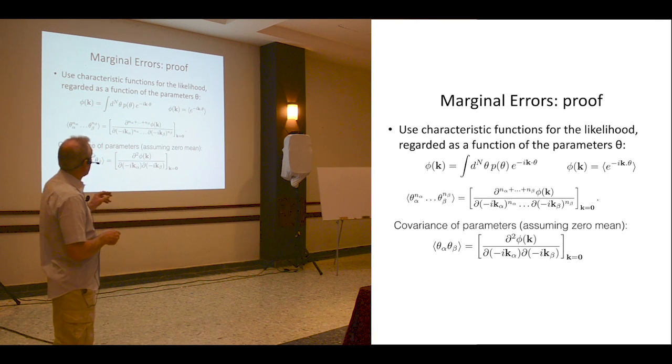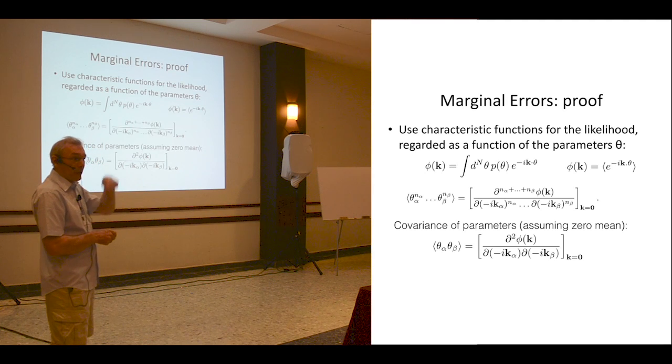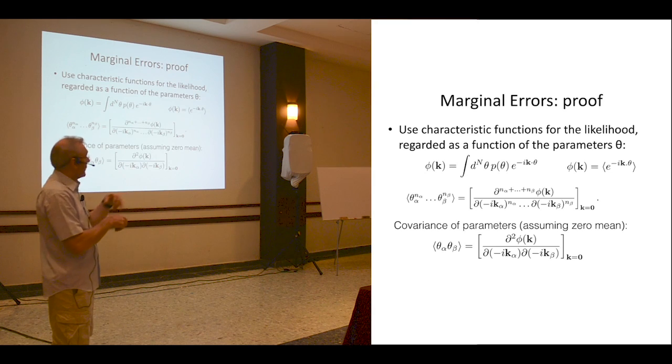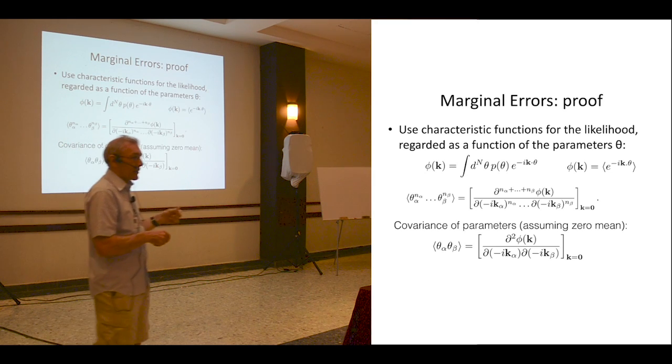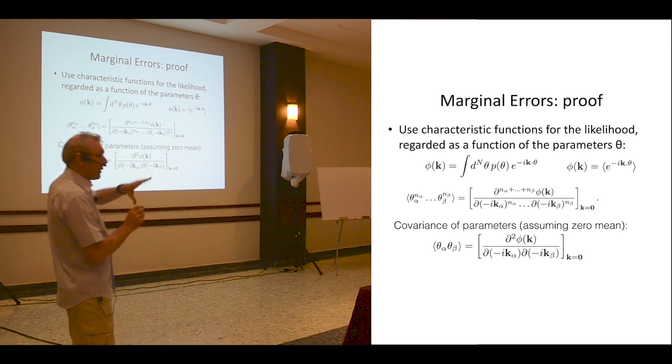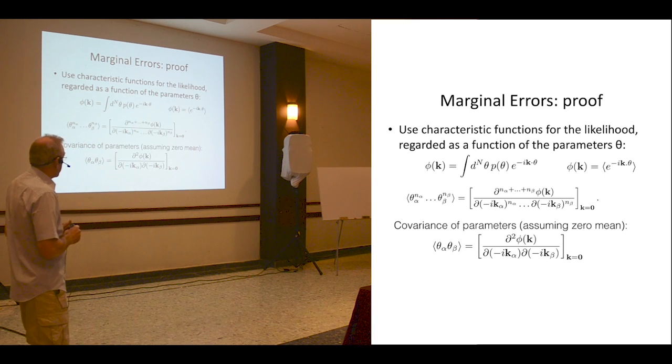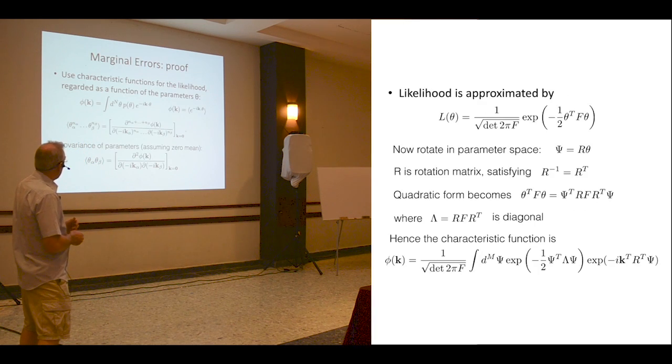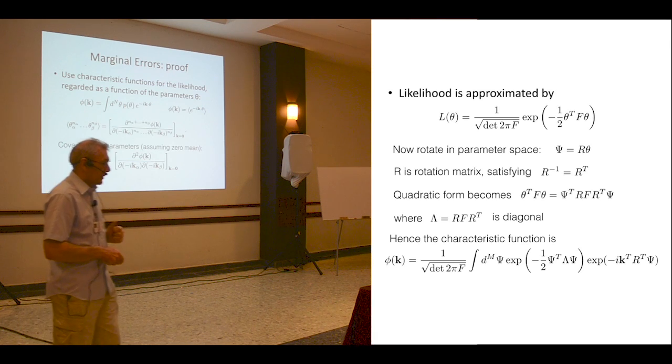So in the previous slide we had an ellipse which was at some random angle. If the ellipse is aligned with the axes, then the off-diagonal terms are 0. If they're non-zero, then that means that the ellipse is oriented at some angle. Okay, so the covariance properties of the parameters are given by the second derivative of the characteristic function.